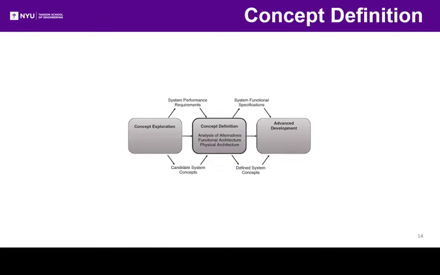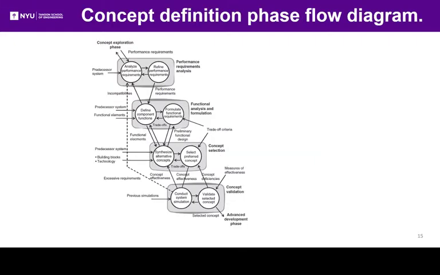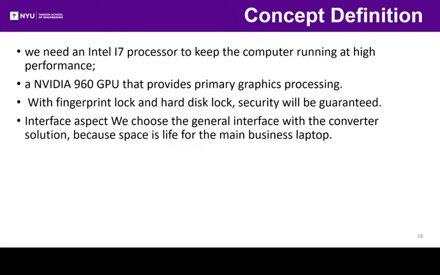The next step is the concept definition. We get the output from the concept exploration and process it. This is the flow diagram of the concept definition. So this is the detail of the concept.